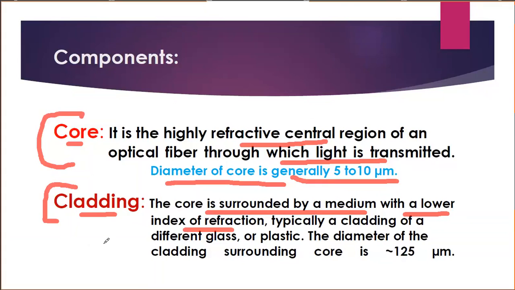Now you may be thinking, why are there differences between the core and cladding refractive indices? Let me tell you that this optical fiber system follows the principle of TIR, total internal reflection. Light can be transmitted from one end to the other end through this process of TIR. And for TIR there is a criterion that light has to travel from a dense medium towards a rare medium.